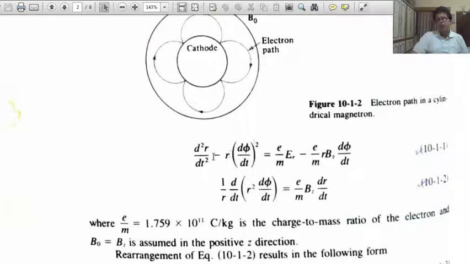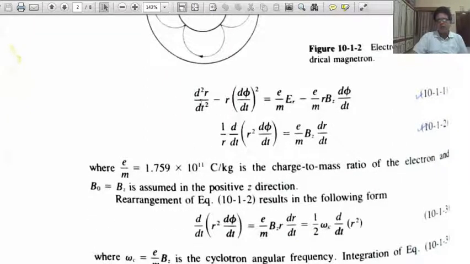And force is given by ma, where m is mass and a is the term for acceleration. If it is converted into cylindrical coordinates, then it is the term for r and phi. This is d2r upon dt2 minus r (d phi upon dt) square equal to eEr upon m minus e r Bz upon m d phi upon dt, because the component of B is along only the z direction, so you can easily calculate V cross B.